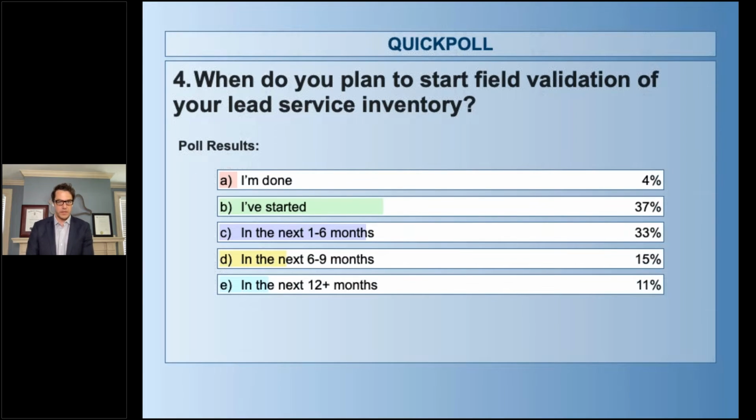Okay, I can read off the results here. We got 4% that say I'm done, 37% say I've started, 33% will be starting in the next 1 to 6 months, 15% in the next 6 to 9 months, and 11% in the next 12 plus months. A little bit more of an even, normal distribution on that answer compared to the previous one. Thank you very much for those answers.